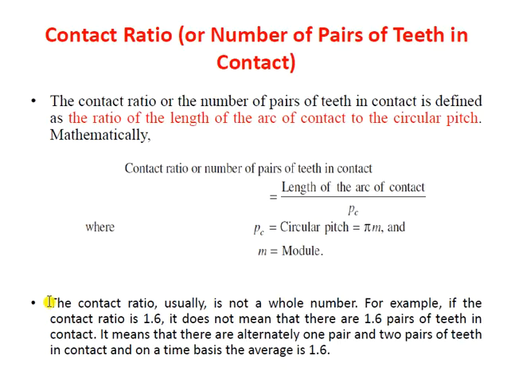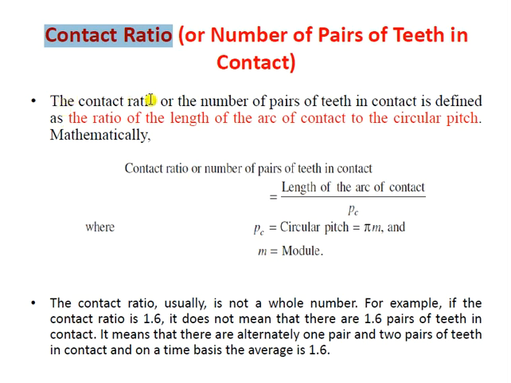And the second topic which I want to explain in this lecture is contact ratio, which will also give the number of pairs of teeth in contact. We will see what contact ratio is, and obviously I am following the Kurmi and Gupta PDF.